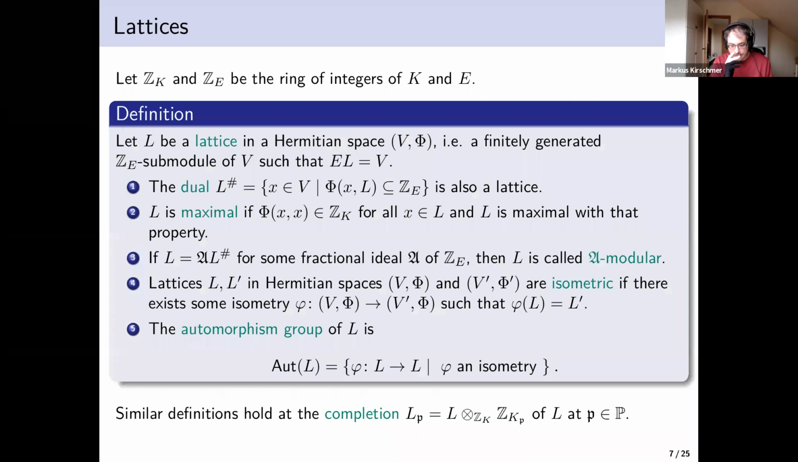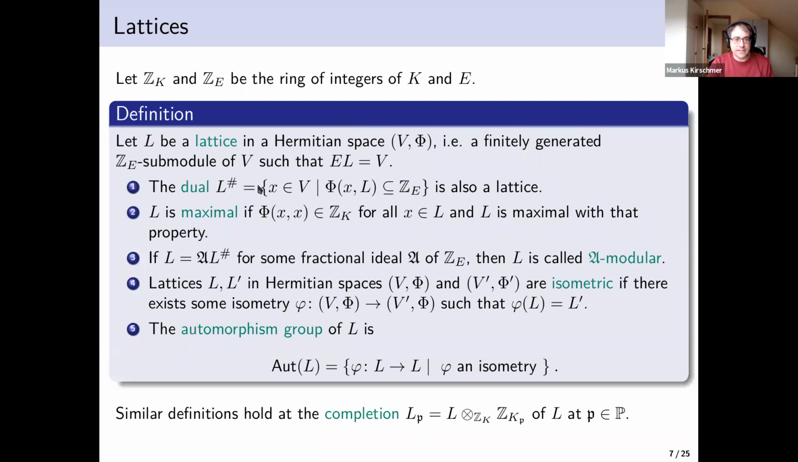Now, we want to go to the arithmetic analogs of spaces. So from now on, set k and set e denote the ring of integers of k and e respectively. And inside a Hermitian space over E, I want to look at a lattice, or more precisely an O_E lattice, and that is just a finitely generated O_E submodule of V that contains a basis of V, or to put it in a more precise notion, if you extend L by scalars with E, then you get back the whole space V.